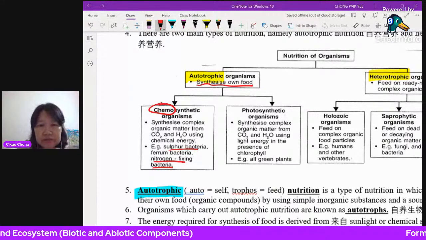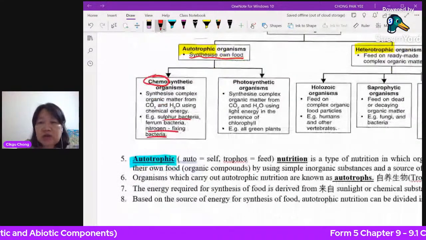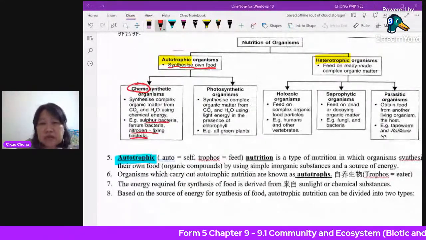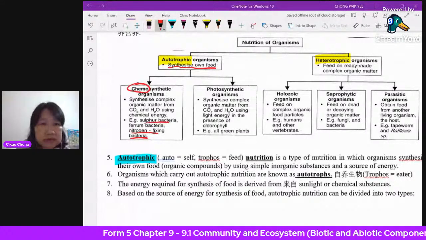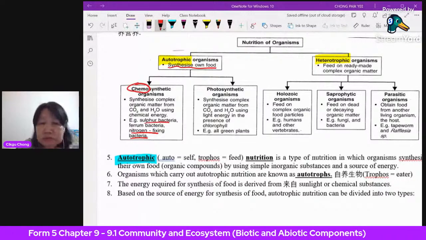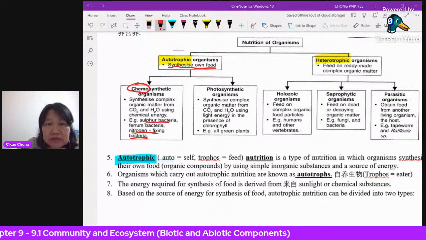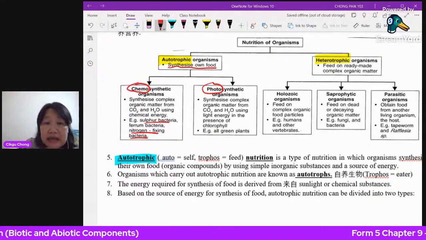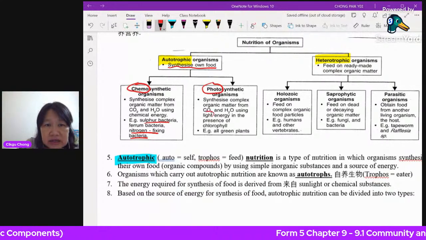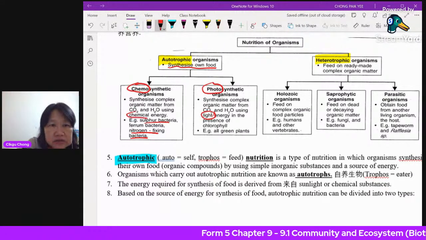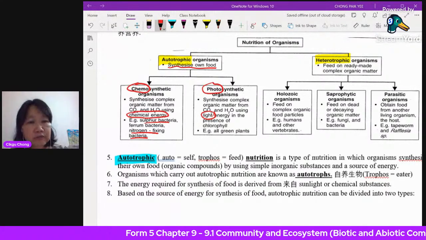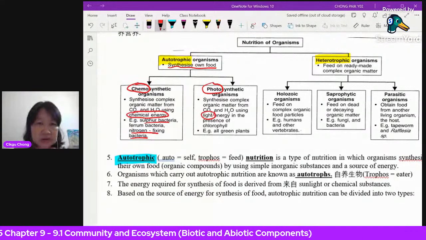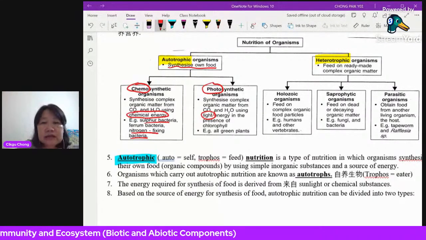So autotrophic is the type of nutrition in which organisms synthesize their own food by using simple inorganic substances. And the energy comes not from sunlight. Chemo is not from sunlight. Photo is from sunlight. So auto means make their own food, but what kind of energy depends on whether it's sunlight. This one is from light. This one is from chemical energy. Both are autotrophic. So all green plants are phototrophic. They are photosynthetic.